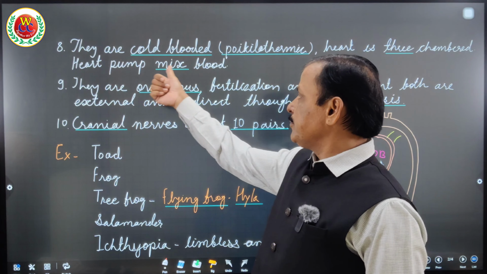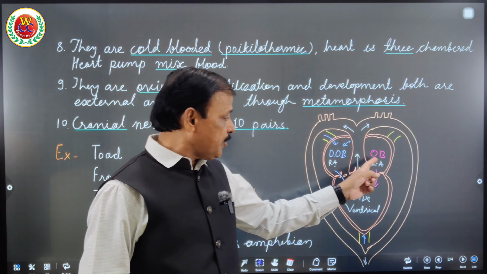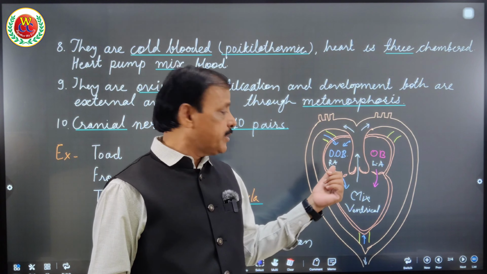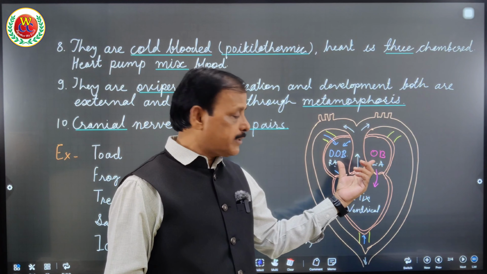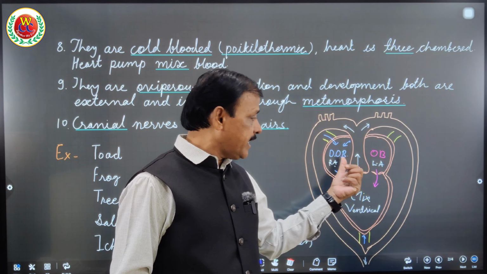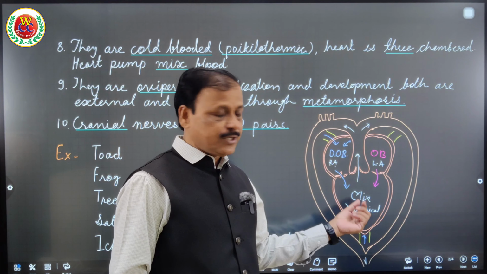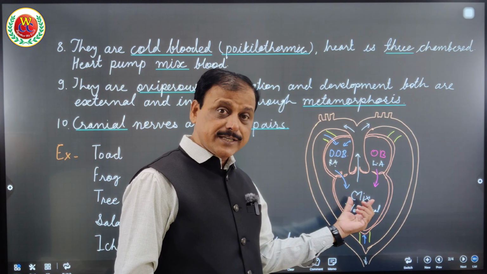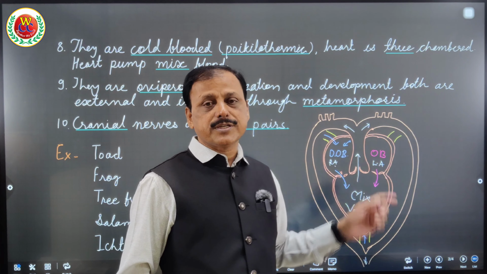Before that, one more point to be clear: they are cold-blooded with a 3-chamber heart. They have 2 auricles and a ventricle. They have a sinus venosus to collect the deoxygenated blood, which pours into the right auricle, and pure blood from the lungs is poured into the left auricle. When the auricles contract, both the pure and impure, oxygenated and deoxygenated bloods, are poured into the ventricle, where they get mixed, and this mixed blood is pumped to all parts of the body through the conus arteriosus.